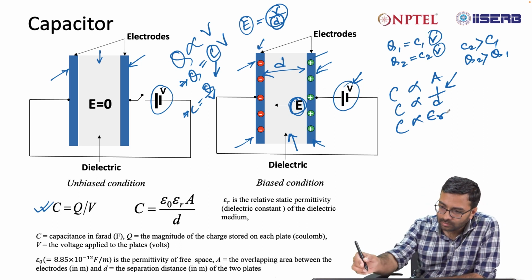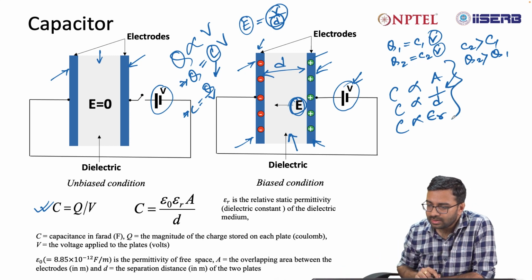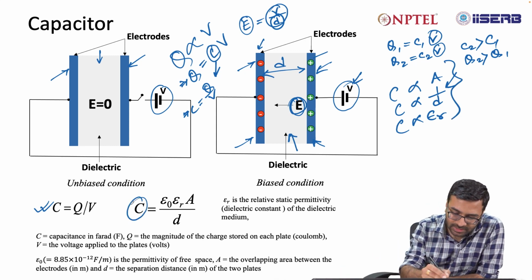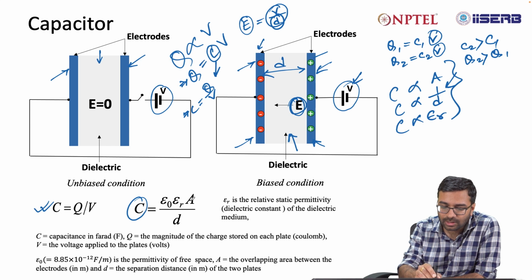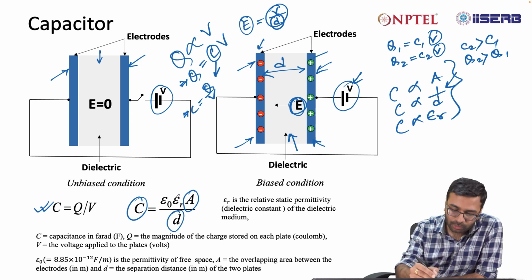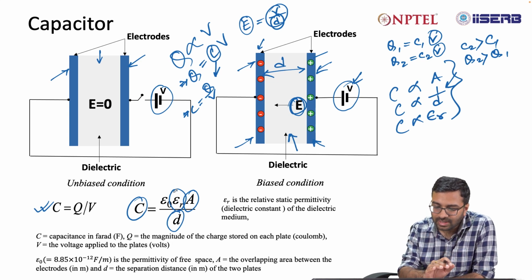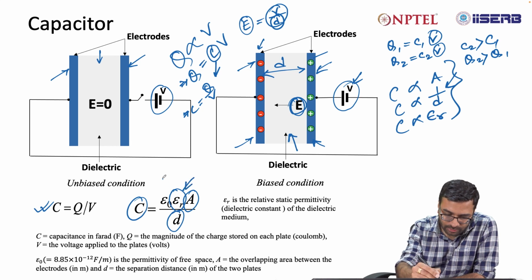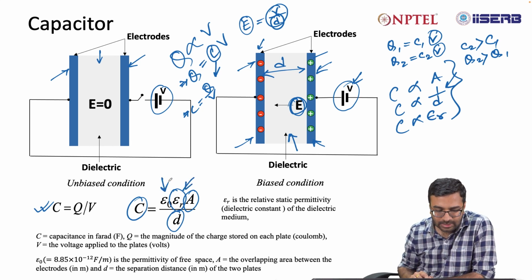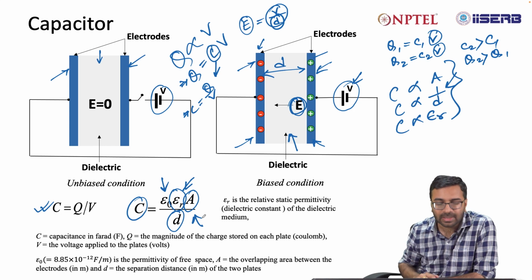So if I combine all three of these, you will find that capacitance can be given by epsilon 0, epsilon r, A by d, where your capacitance is proportional to A, inversely proportional to d, and proportional to epsilon r. Epsilon r is the relative static permittivity or dielectric constant of the dielectric media. Epsilon 0 is the dielectric constant of vacuum or say air. Okay. So this is the expression for capacitance.